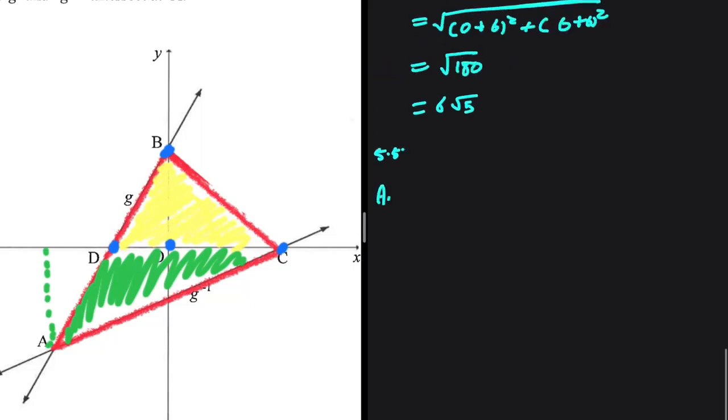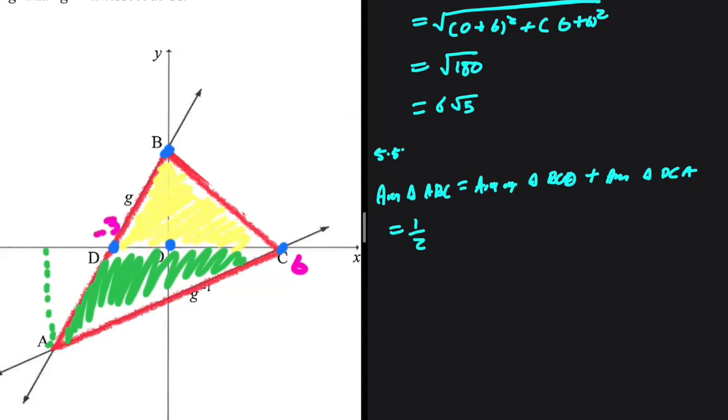So we can go ahead and say that the area of triangle ABC is equal to the area of triangle BDC plus the area of triangle DCA. This is going to be equal to a half base. The base of triangle BCD is DC. What is the length of DC? The x-coordinate of C is 6 and the x-coordinate of D is minus 3. So from D to C is 9 units. So we're going to have that there.